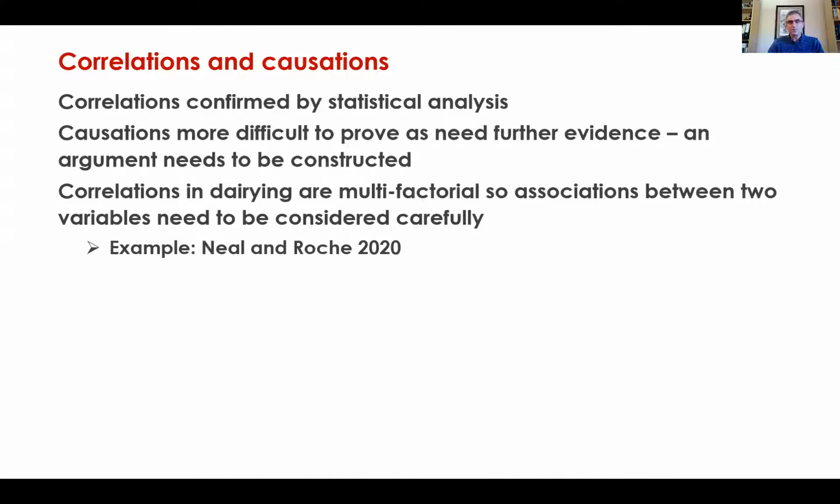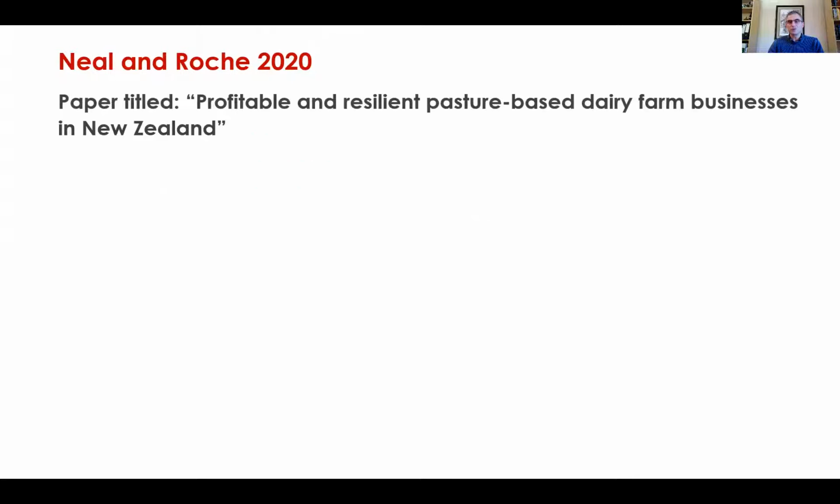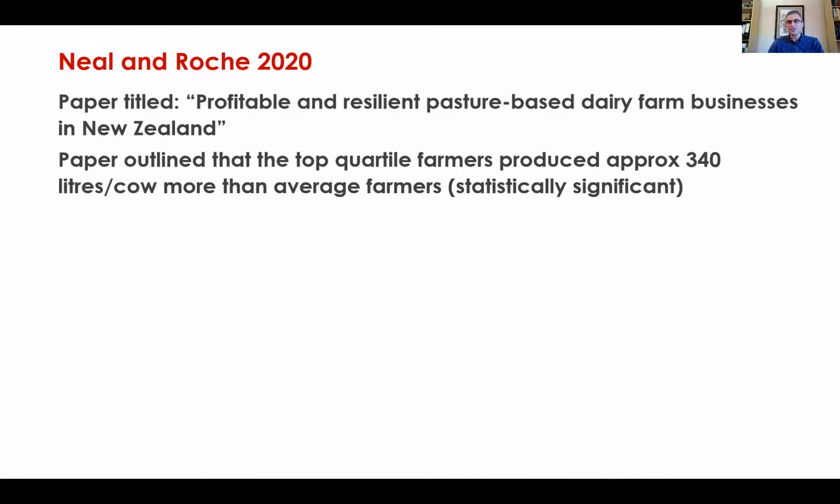A recent paper by Neal and Roach can be used to illustrate this point. The paper was titled Profitable and Resilient Pasture-Based Dairy Farm Businesses in New Zealand. This paper outlined that within a specific region, farmers in the top quartile for return on capital had a higher level of milk production per cow than the other 3/4 of farmers, with the difference being around 340 litres per cow, which was statistically significant.